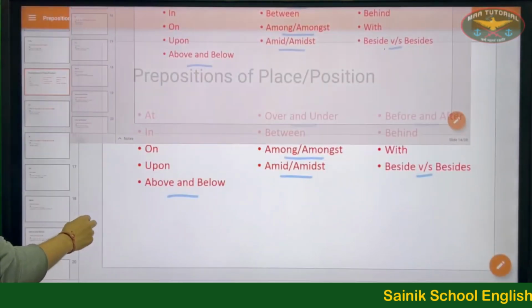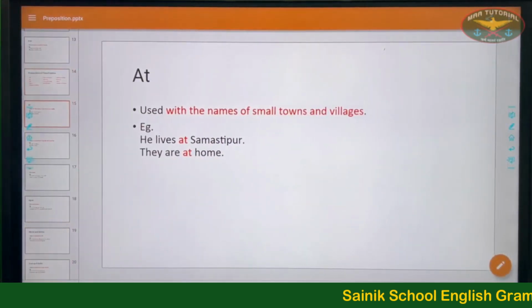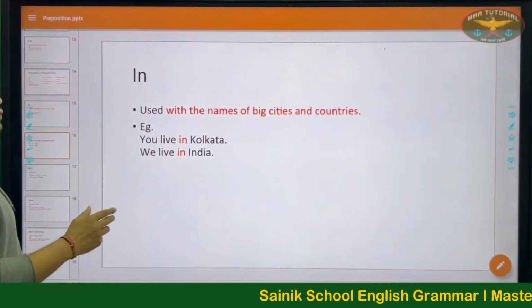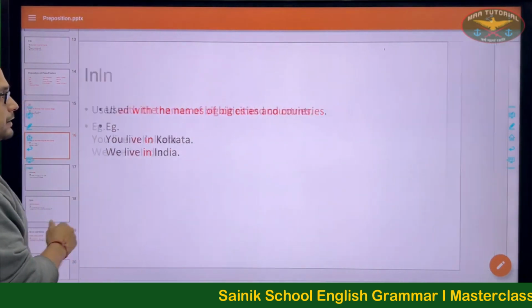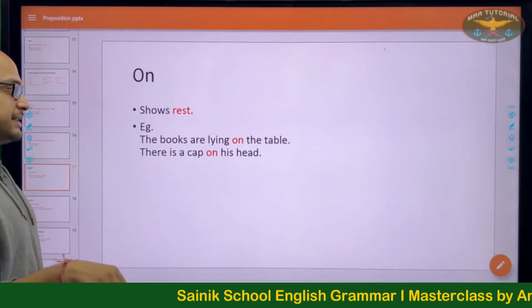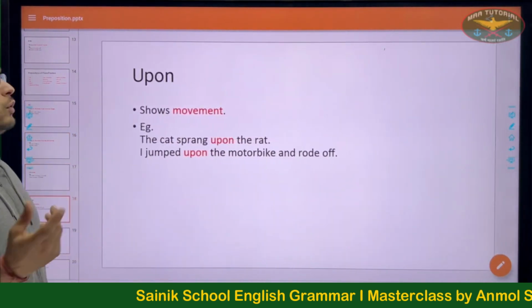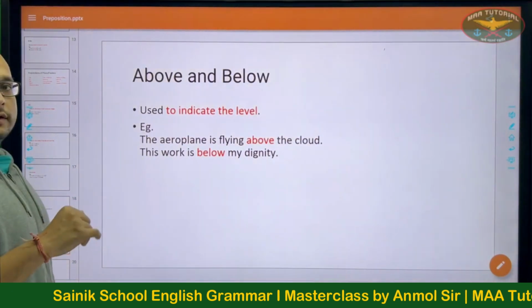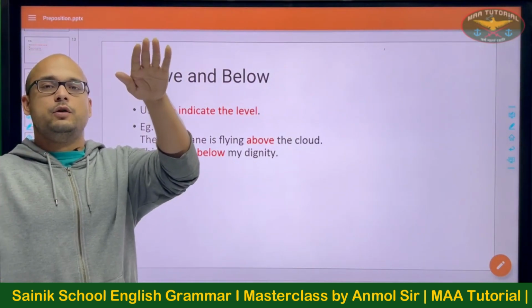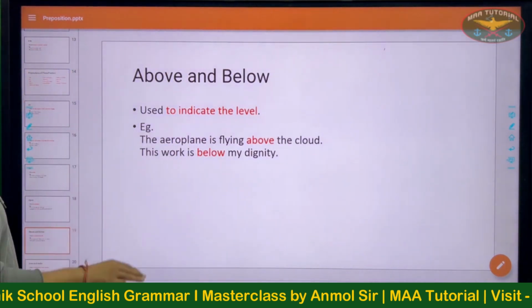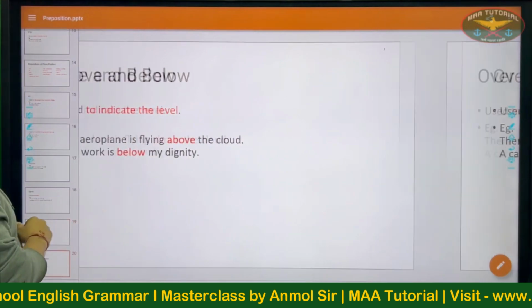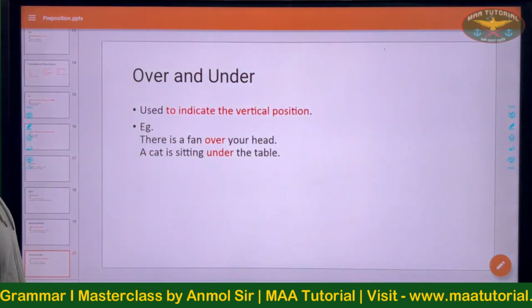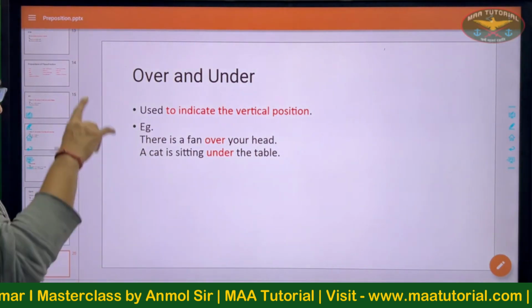Let's move ahead. We had our first at, which is used for names of small towns and villages. Then we had in, which is used for the names of big cities and countries. Then we have on, which shows rest. Then we moved on to upon, which shows movement. Then we said above and below, they are to indicate level. Above is a level higher, below is a level lower. Then we had over and under, also to indicate vertical position, but when directly above or directly below. So over and under.